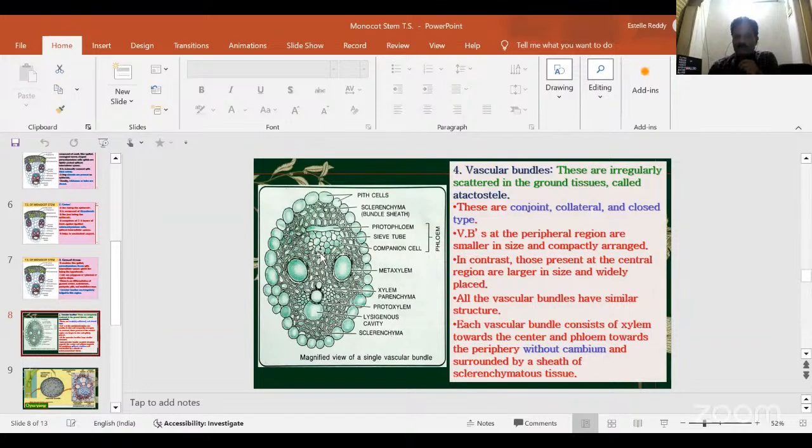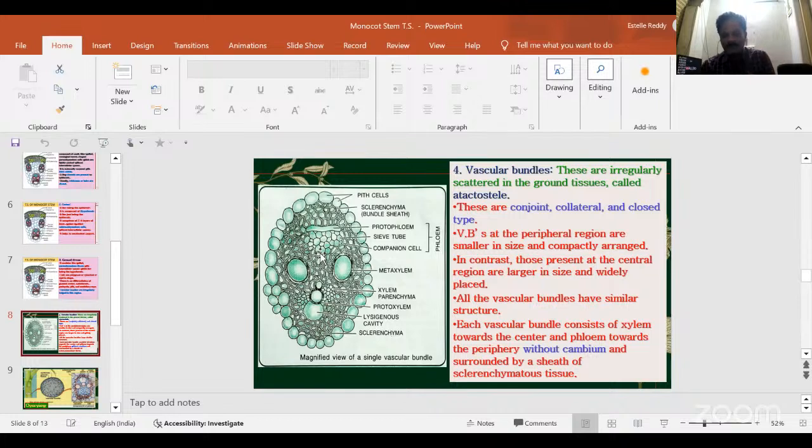I'll repeat. The vascular bundles in monocot stem are conjoined, collateral, closed type of vascular bundles. Do you know what we mean by conjoined? Conjoined means the vascular bundles are numerous, arranged irregularly, and scattered in the ground tissue. Such a type is called atactostele.